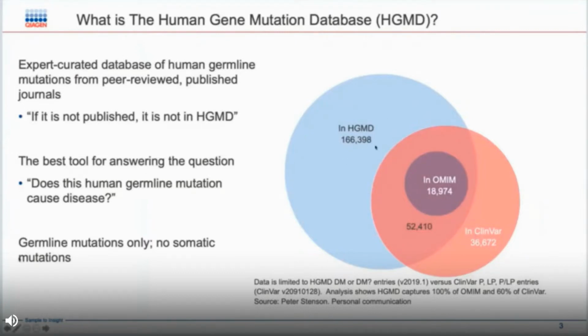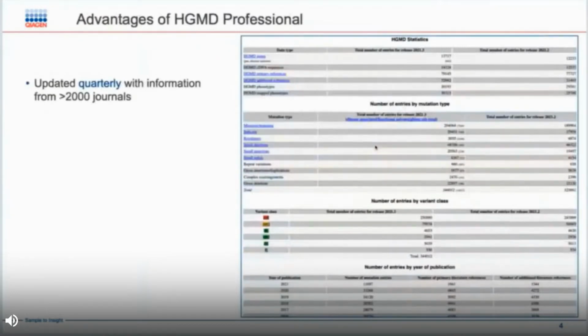You can also see that HGMD has quite a bit of content that is not available in either OMIM or ClinVar. And so really it's a great tool if you're asking the question, does this human germline mutation cause disease? I'd like to note that HGMD is for germline mutations only, not for somatic. Many of you are probably aware that there's a publicly available version of HGMD. I'd like to just take a moment and talk about some of the advantages of having a professional version.